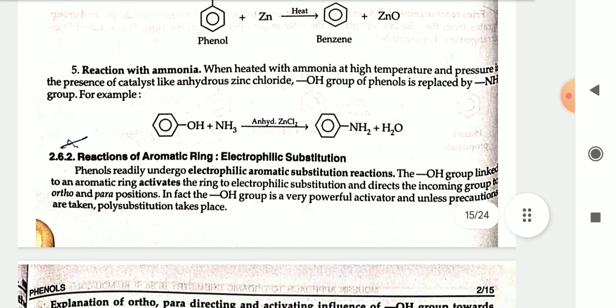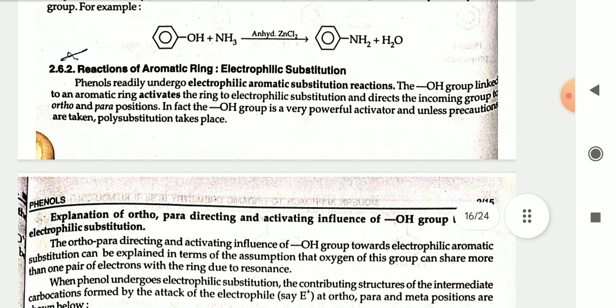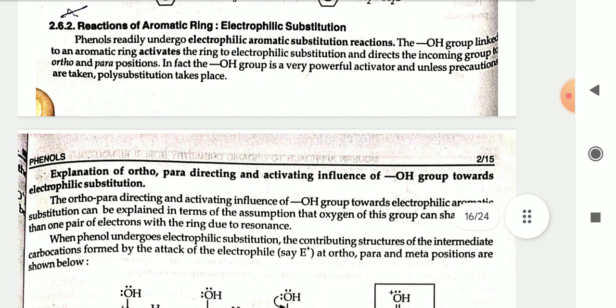Reaction of aromatic ring: electrophilic substitution. Phenol readily undergoes electrophilic aromatic substitution reactions. The OH group linked to an aromatic ring activates the ring to electrophilic substitution and directs the incoming group to ortho and para positions. In fact, the OH group is a very powerful activator, and unless precautions are taken, poly substitution takes place.